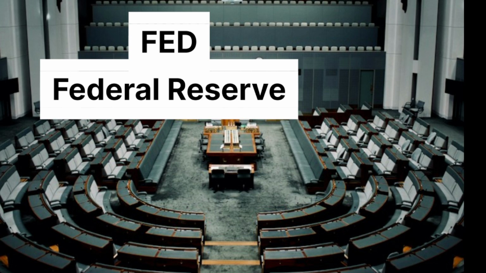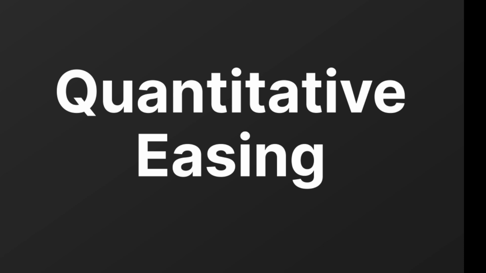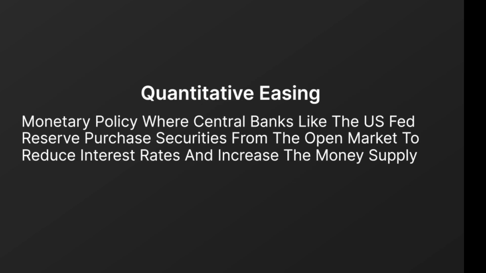And they use a process called quantitative easing. What is quantitative easing? What am I talking about? What does this have to do with monetary policy? Quantitative easing is a monetary policy where central banks like the U.S. FED Reserve purchase securities from the open market to reduce interest rates and increase the money supply.